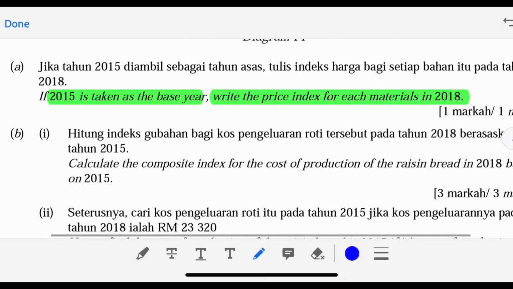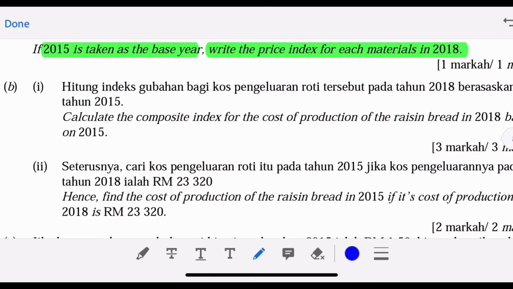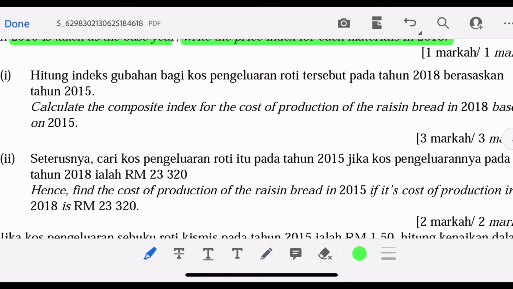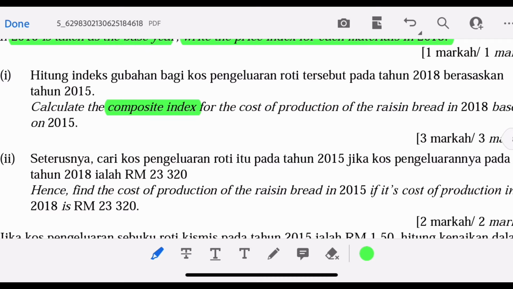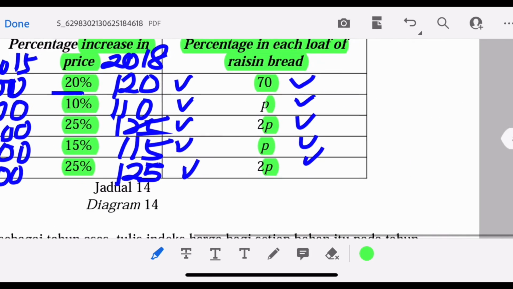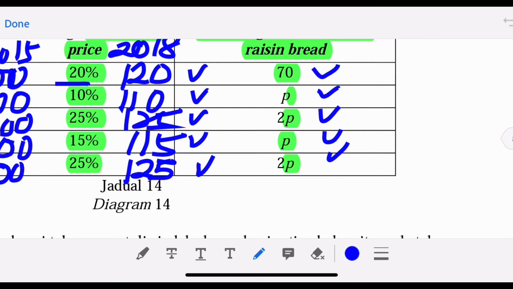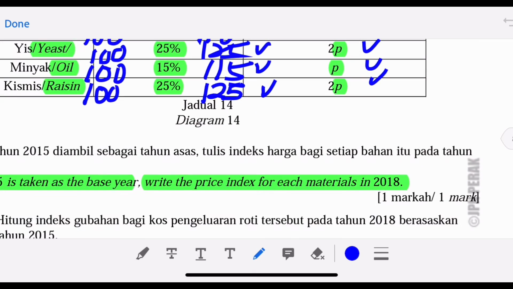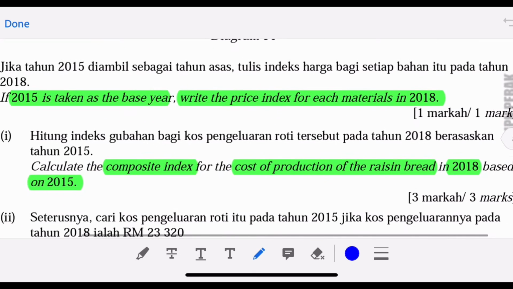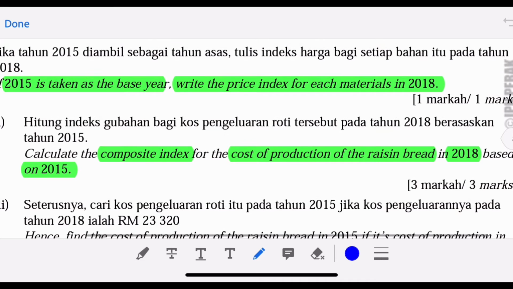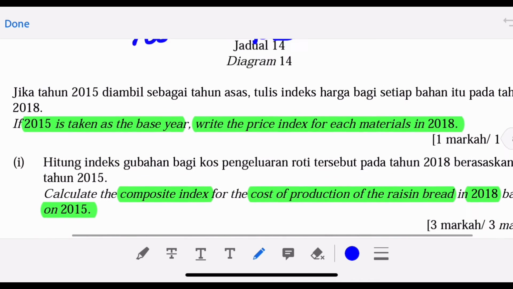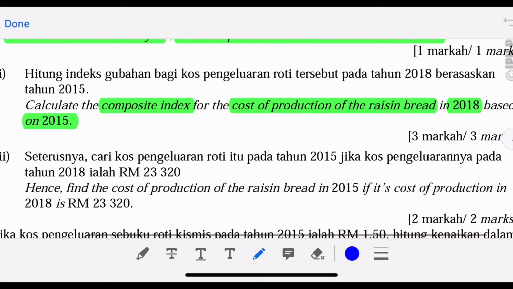Alright, so let's see part B. For part B, we have to calculate the composite index for the cost of production of raisin bread in the year 2018 based on 2015. So in order to find the composite index, we need to take the price index times the weightage, right?